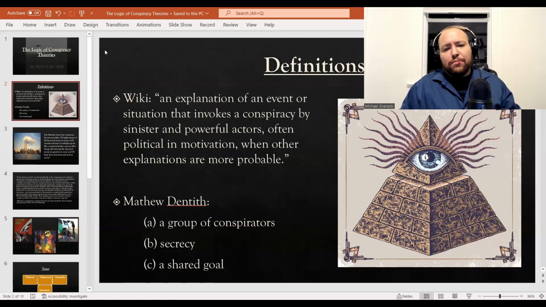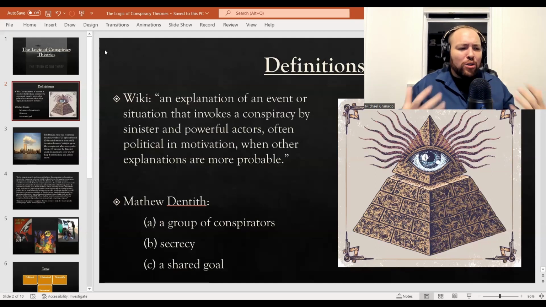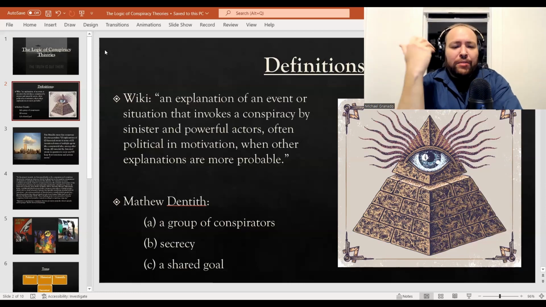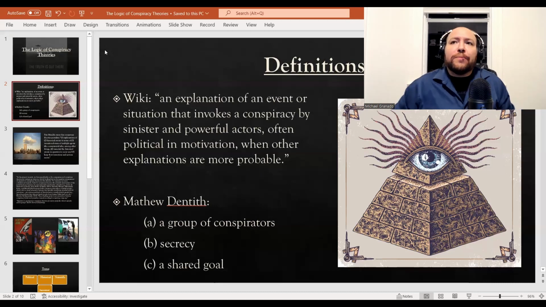We have another, not really a definition, but Matthew Dentith here points out the three common features of a conspiracy theory. The first is a group of conspirators. The second is secrecy. And the third is a shared goal. Now, Dentith's definition includes what, historically speaking, we mean when we refer to a conspiracy theory, and not necessarily what we mean by conspiracy theory in the 21st century.